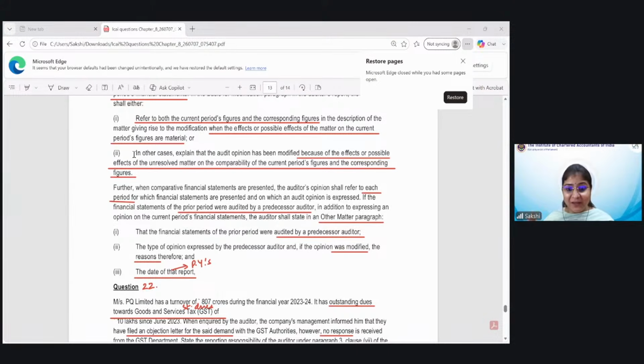What is other matter paragraph? He will mention that the previous year financial statement was audited by a predecessor auditor. The type of opinion expressed by the predecessor auditor, that is modified opinion. And if the opinion was modified, the reason. Why was it modified? So in this case, he will say it was adverse opinion. Why? Because of evaluation and disclosure of debtors. Okay. And the date of that report, date of the previous year's report. Do you remember this content we have already done while doing the chapter?